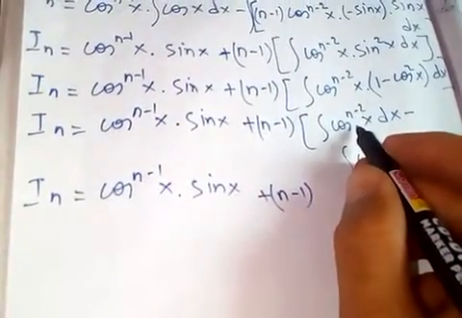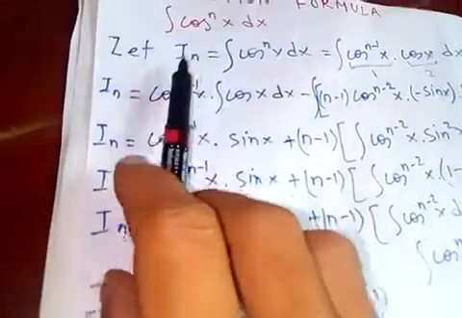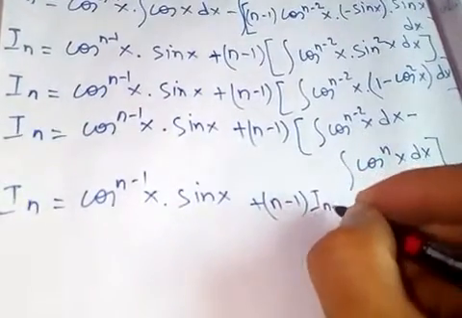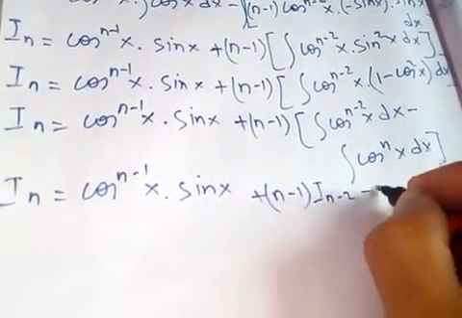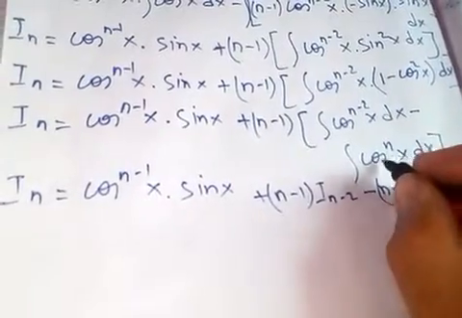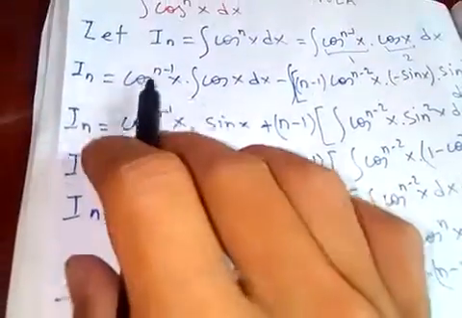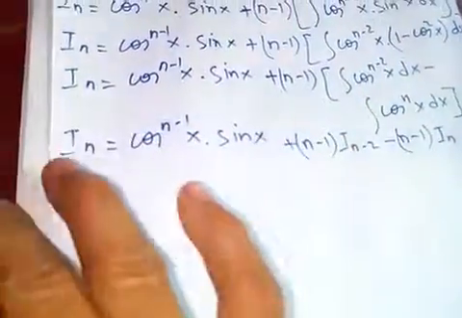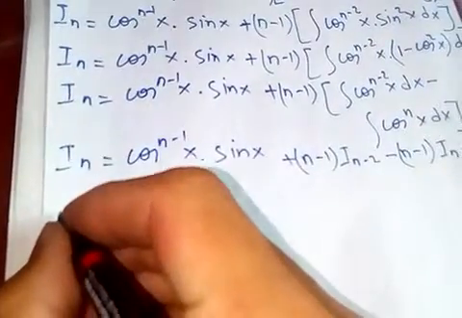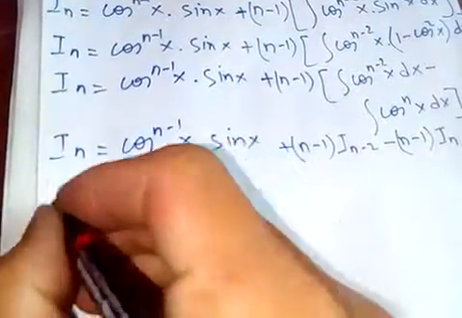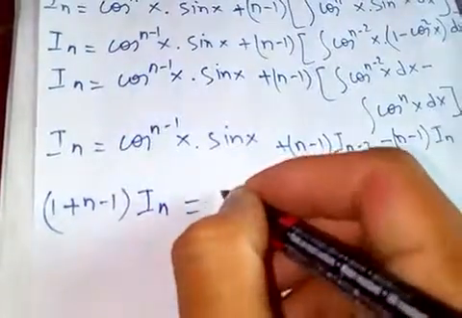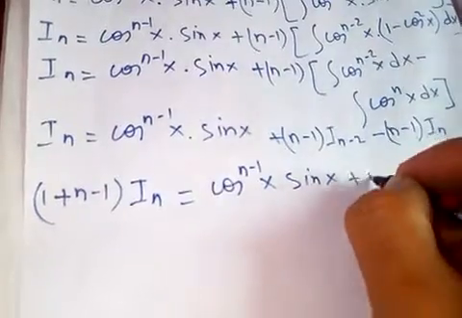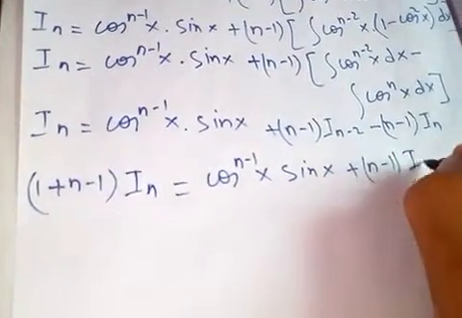This one, if I want to represent it like this, since I n is equal to the integral of cos^n x, then cos^(n-2) will be I n minus 2. Minus n minus 1 times the integral of cos^n x, or I n. So this one I can transfer here. This will be 1 plus n minus 1, I n equal to cos^(n-1) x sine x plus n minus 1 times I n minus 2.